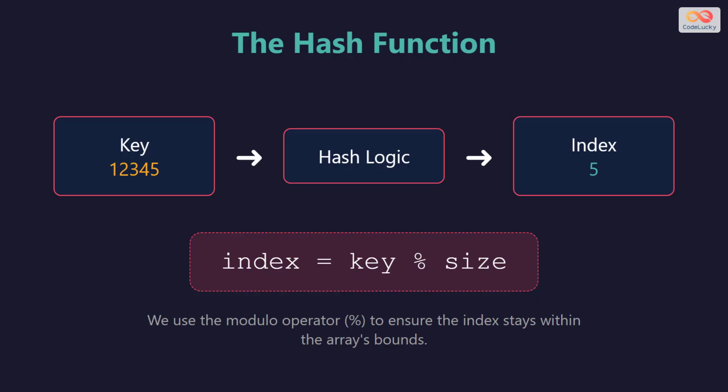But how do we know which bucket to use? We use a hash function. We take the key, perform a calculation, and map it to an index. A common way to ensure the index is valid is to use the modulo operator with the array size.